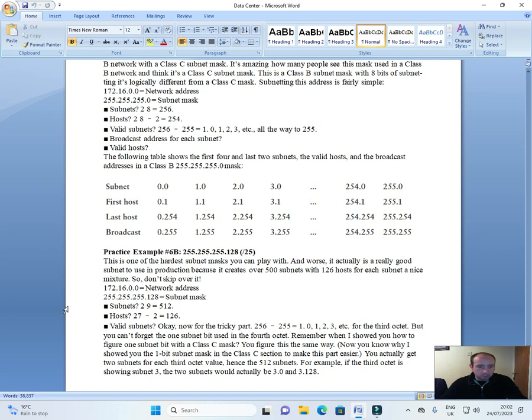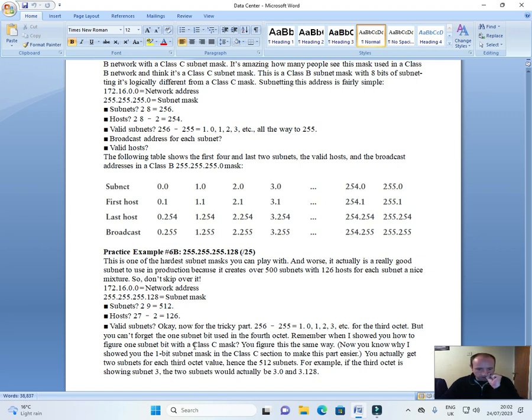172.16.0.0 equals network address. 255.255.255.128 equals subnet mask. Subnets: 2^9 equals 512. Hosts: 2^7 minus 2 equals 126. Valid subnets. Okay, now for the tricky part. 256 minus 255 equals 1, so 0, 1, 2, 3, etc. for the third octet, but you can't forget the 1 subnet bit used in the fourth octet.